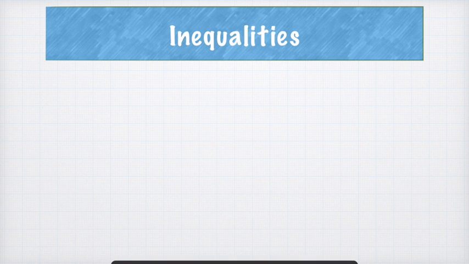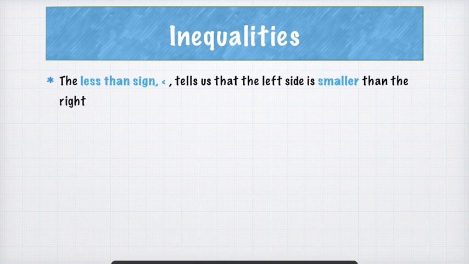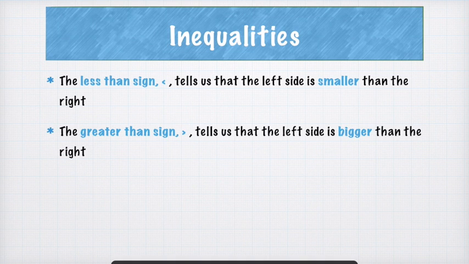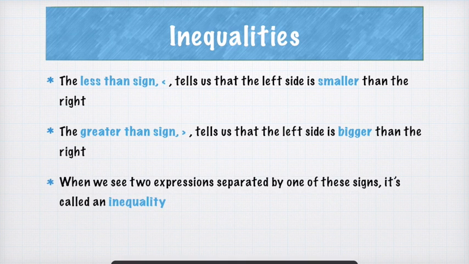Next, we're going to talk about inequalities. To talk about inequalities, we first have to go over the less than sign, which is when the alligator is pointing to the right, and that tells us that the left side is smaller than the right side. The greater than sign is the opposite. It's pointing to the left, and it tells us that the left side is bigger than the right side. When our math sentence is separated by this sign, it tells us that one of these things is unequal to the other, and because of that inequality, we call it an inequality.